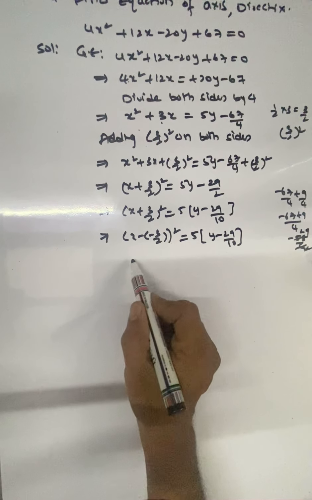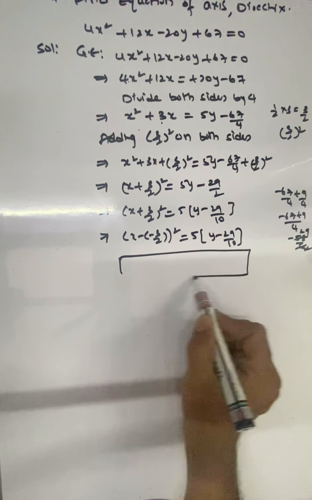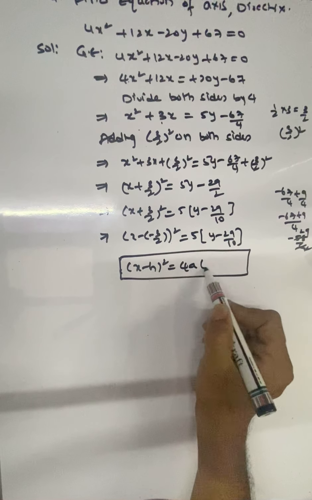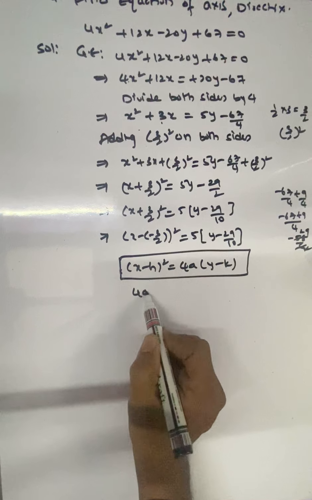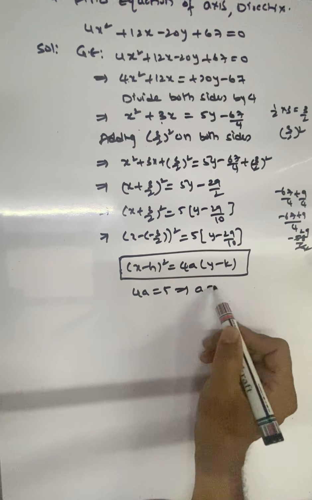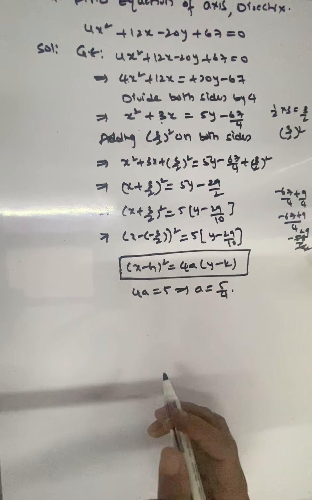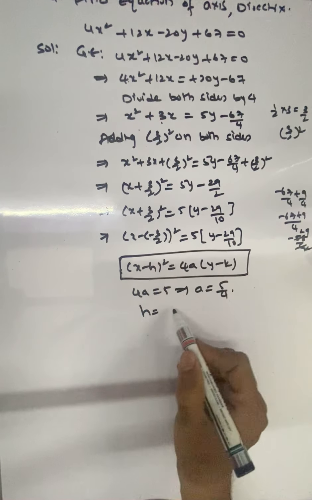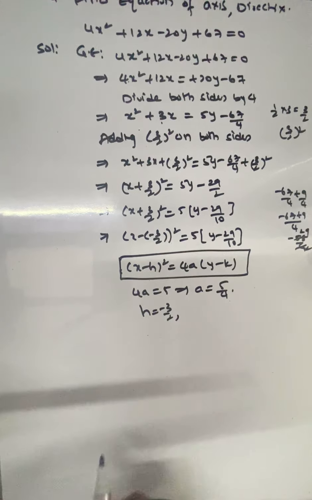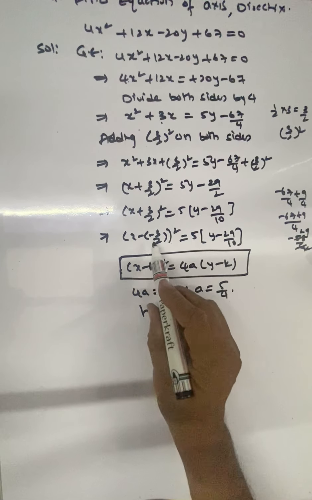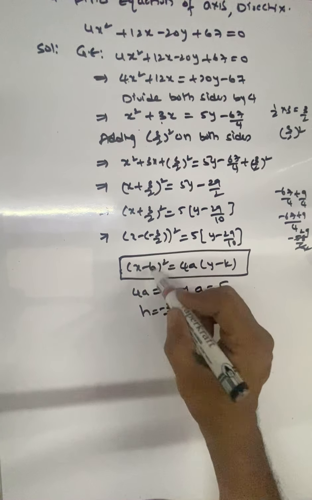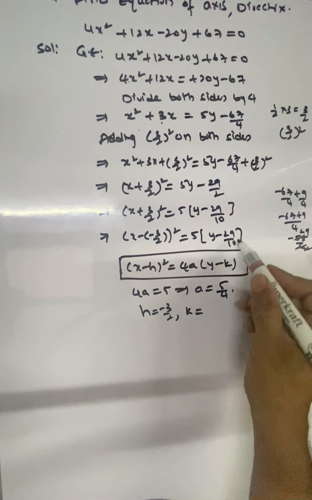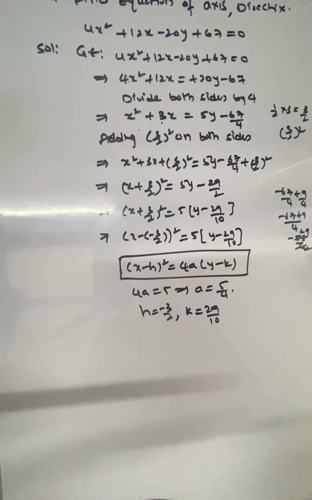Now we have the formula for 4a. Because x is having square, we take x minus h whole square equals 4a into y minus k. So 4a is equal to 5, which implies a is equal to 5 by 4. h is the value other than x minus h, minus 3 by 2. Don't take it as 3 by 2 because we have minus of minus. So we compare these two brackets: x minus cancelled, h is minus 3 by 2 and k equals 29 by 10.